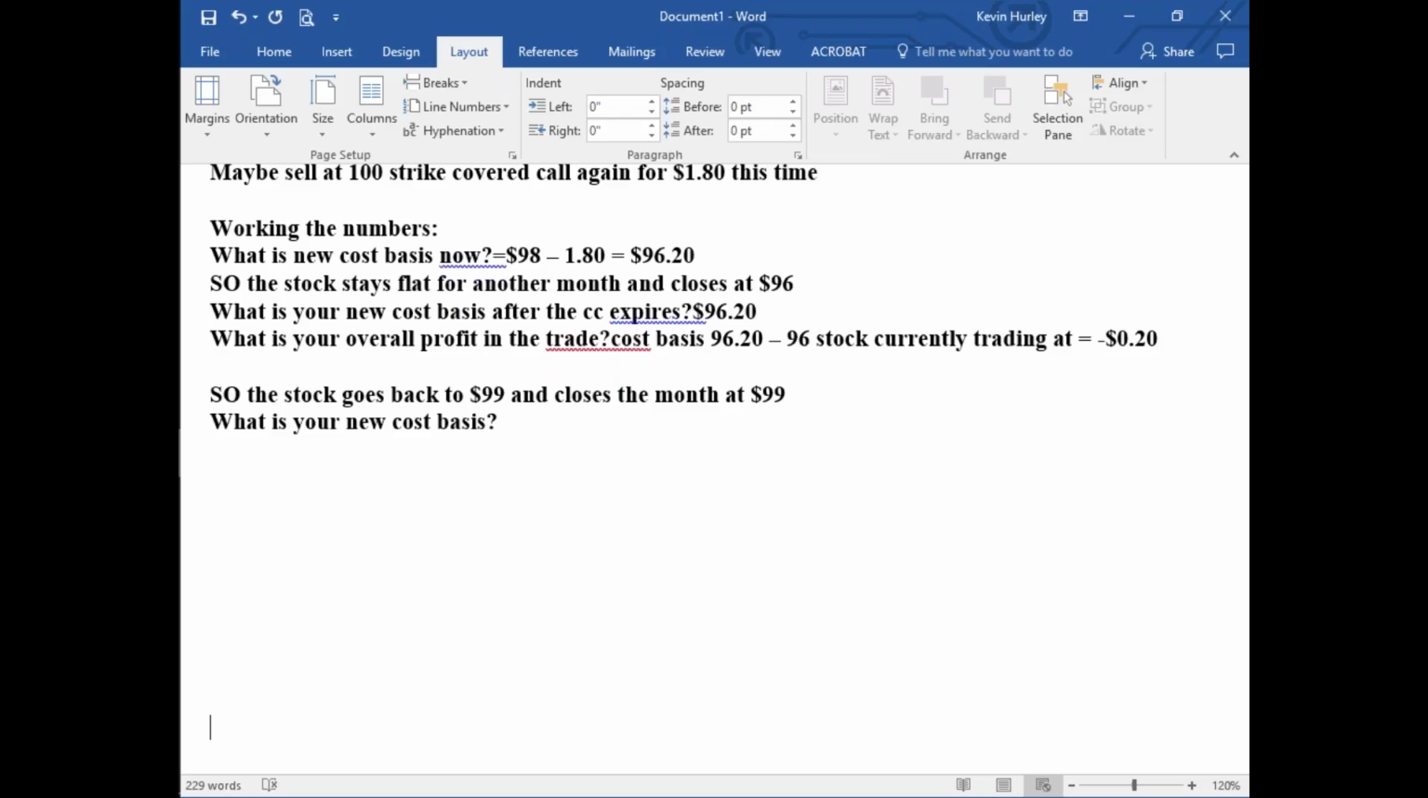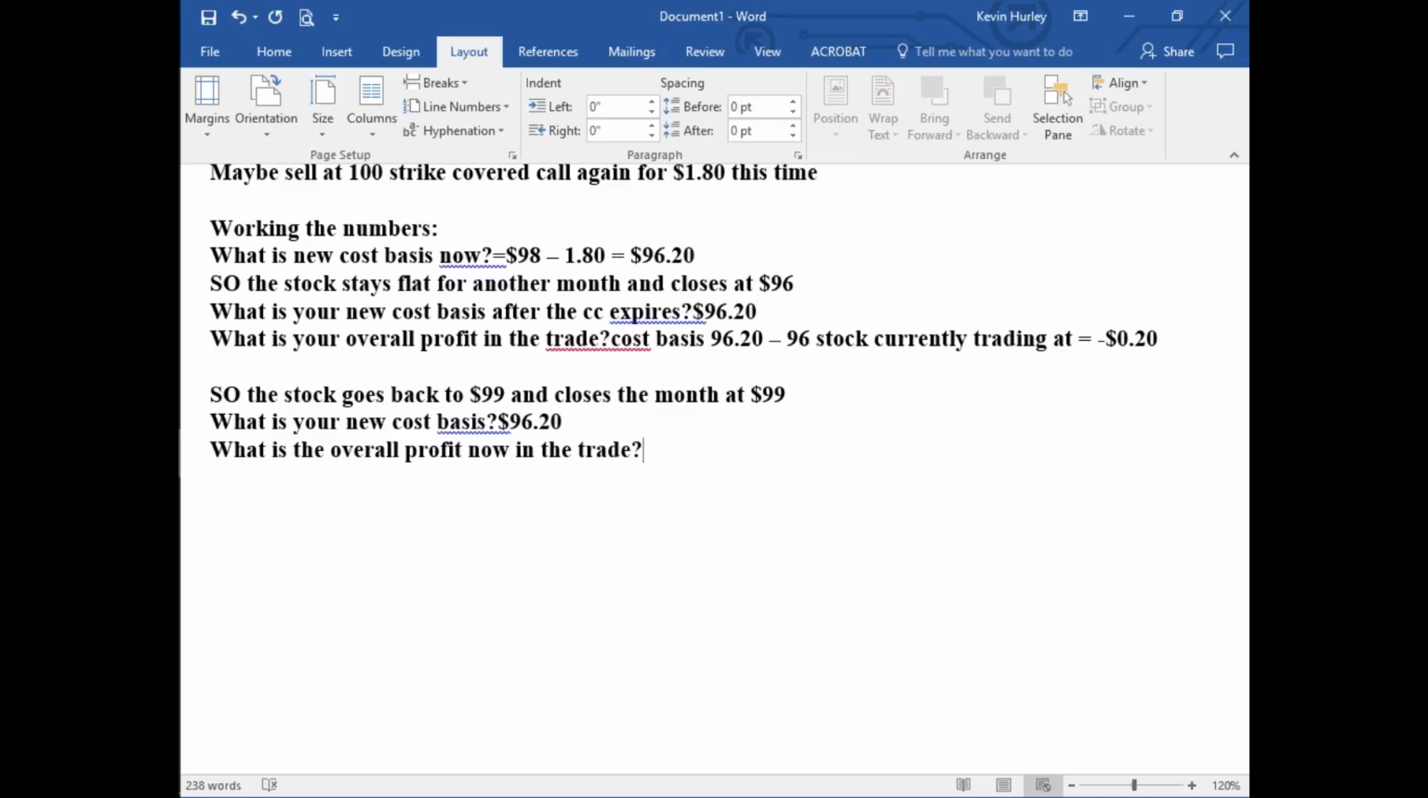The stock going up to $99 has nothing to do with your cost basis. Your cost basis is still $96.20. The stock going up in price does not change how much you lowered the cost basis, what you paid for the stock. That's just movement of the stock. What you paid for it is a fixed price. What changes? What is the overall profit now in the trade?